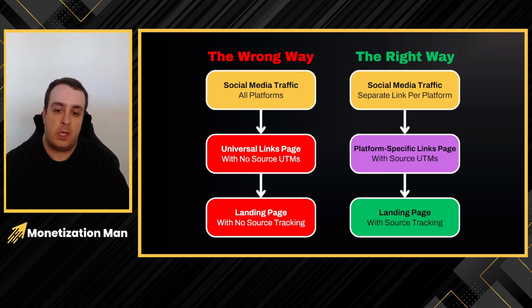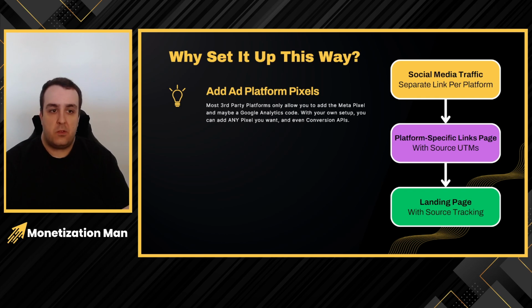And all of your tracking is accurate at this point, and you can actually see the customer journey from social media click all the way down to your landing page, rather than losing that tracking by sending them to a universal links page. So why set it up this way? You're able to add platform pixels. Most third-party platforms only allow you to add the meta pixel and maybe a Google Analytics code. With your own setup, you can add any pixel you want and even conversion APIs.